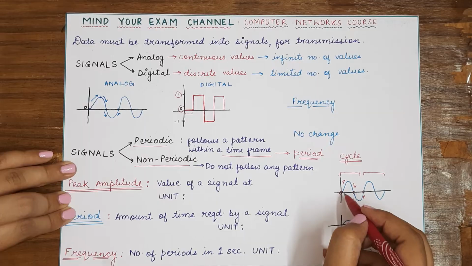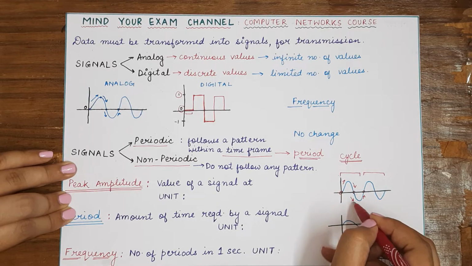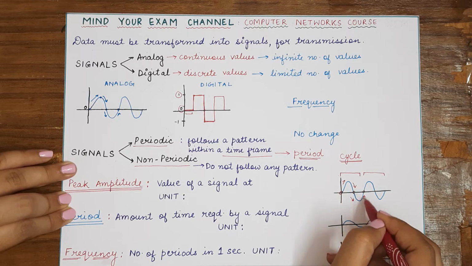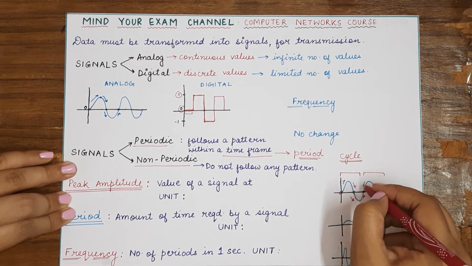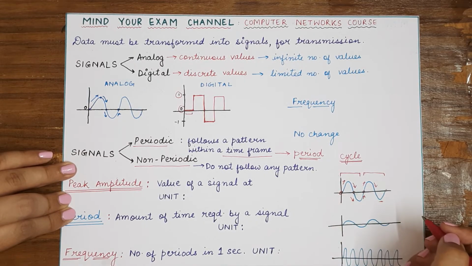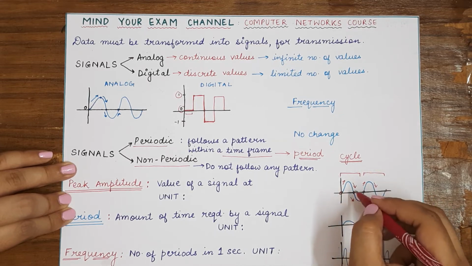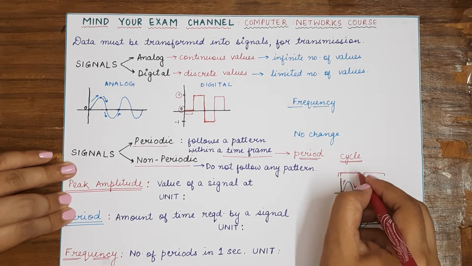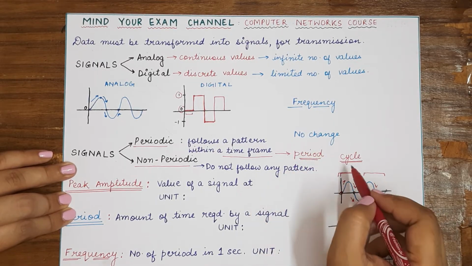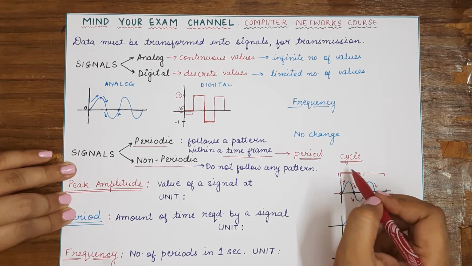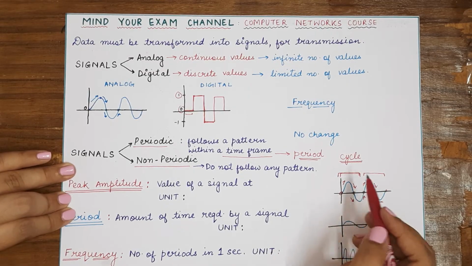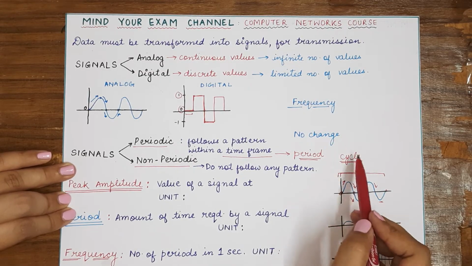The pattern that this signal is following is going up to the maximum value from 0, going down to the negative value, then coming back to 0. Then here again it goes up, goes down to the negative value, and then comes back to 0. This is the pattern it is following, and the time in which one pattern gets completed is known as a period. This complete pattern is known as a cycle. So when one pattern gets completed, we say one cycle has been completed.